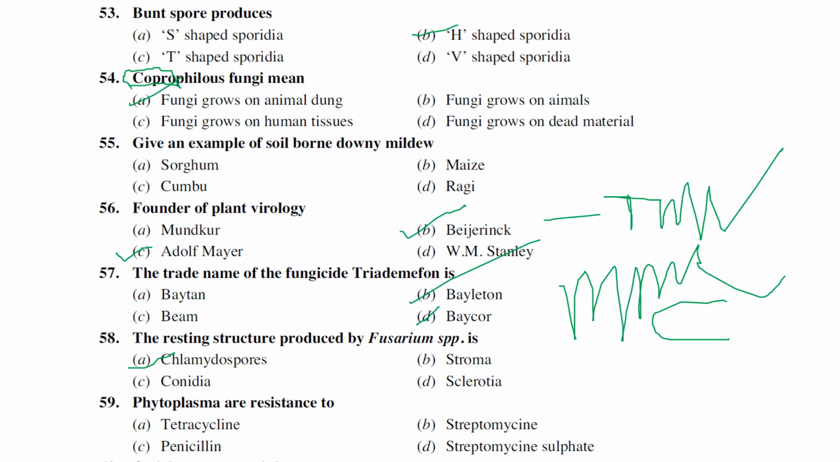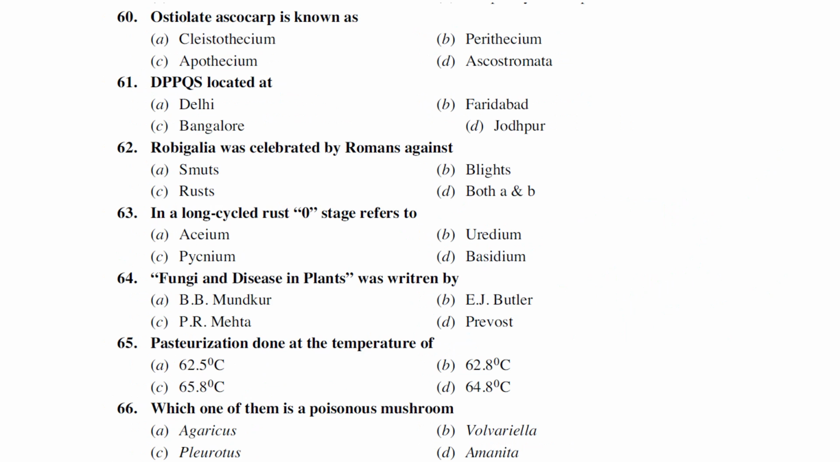The answer is chlamydospore. The next one is phytoplasma are sensitive to. All phytoplasma and spiroplasmal diseases are always sensitive to tetracycline. So they are highly sensitive. Sorry, resistance, right? So they are resistant to, they're resistant to penicillin, sensitive to tetracycline. They are highly sensitive to tetracycline, but they are highly resistant to penicillin. So penicillin drugs are not effective against phytoplasmal diseases.